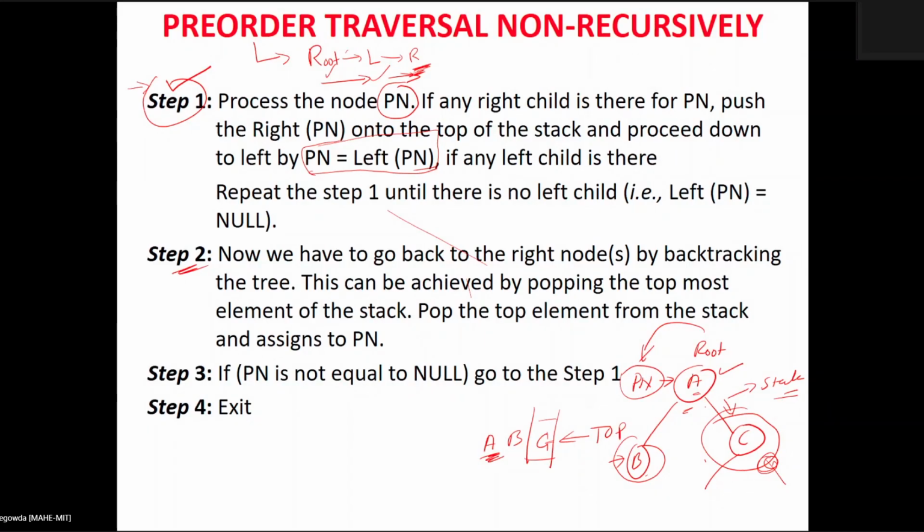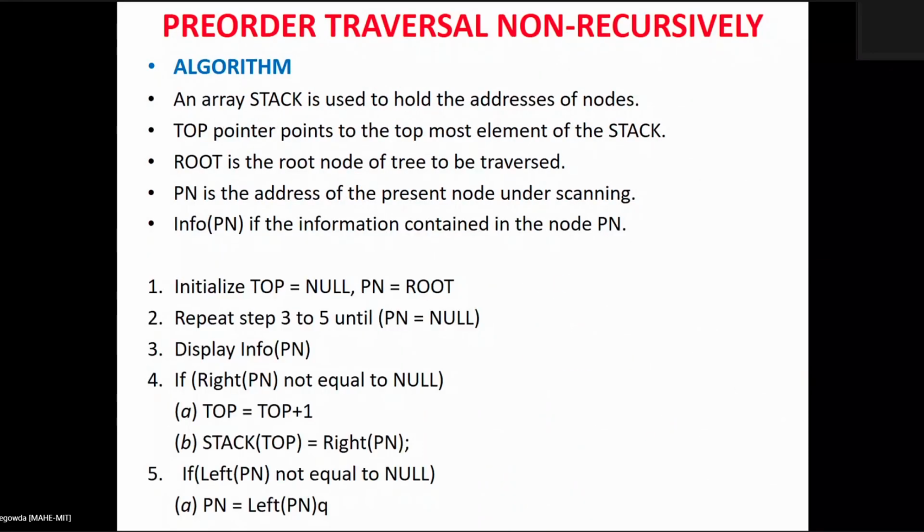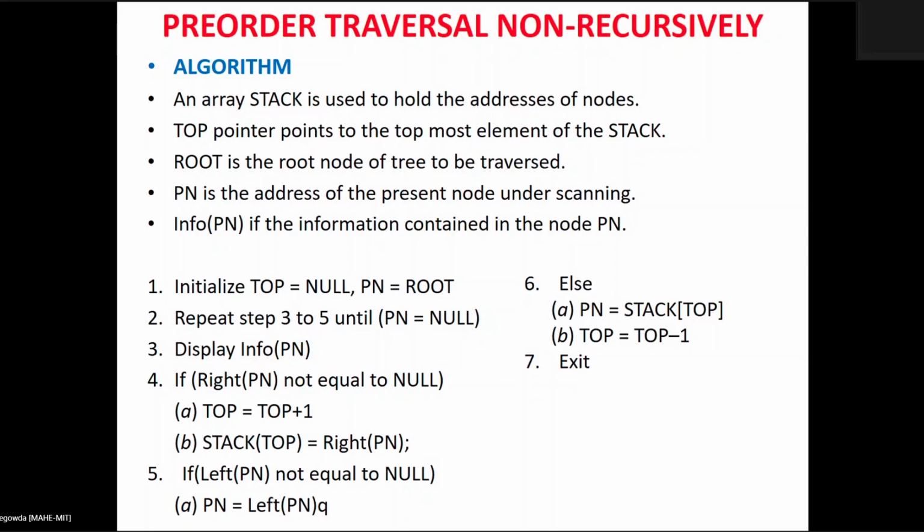Once Pn is equal to null, it is understood that we have visited all the nodes in the tree and those values are already displayed, or stored in memory, in this way. So A, B, C is the pre-order traversal of the tree. These are the 3 steps, and this is a simple algorithm.